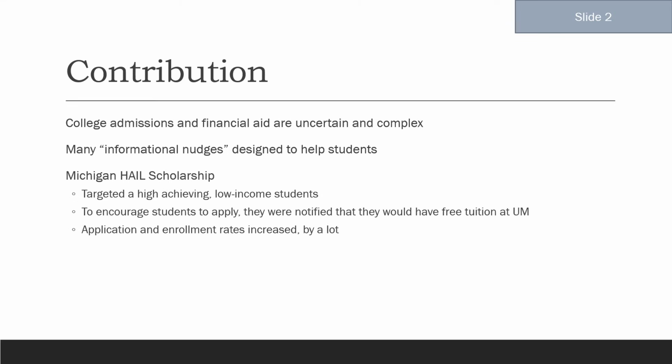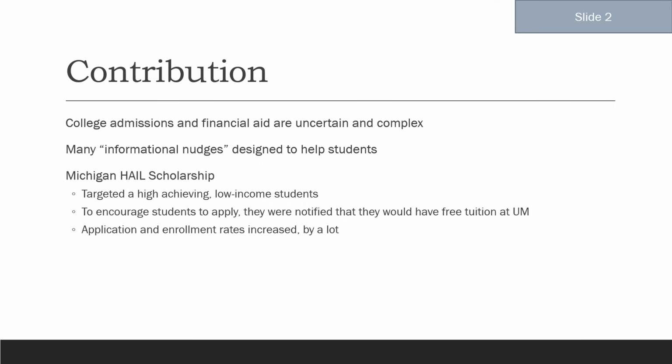Informational nudges take many different forms, but part of it is just presenting information in a unique way that will get the individual to act upon the information received. One of the biggest examples was the Michigan Hail Scholarship. This was a scholarship targeted at high-achieving and low-income students.